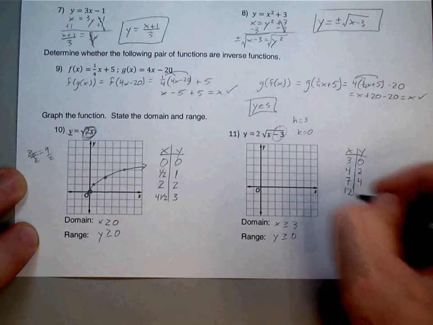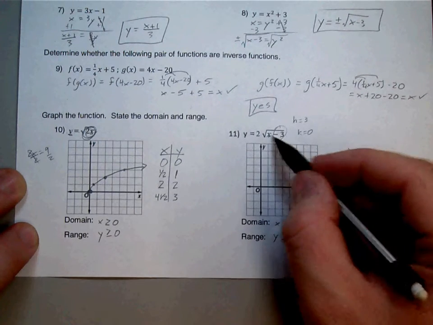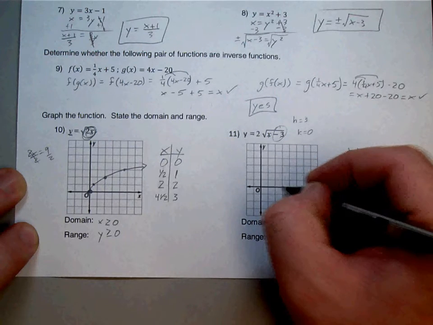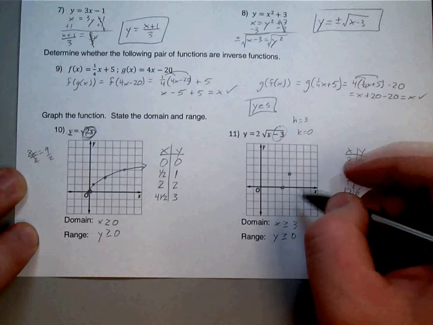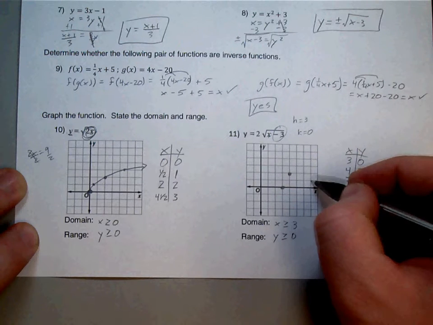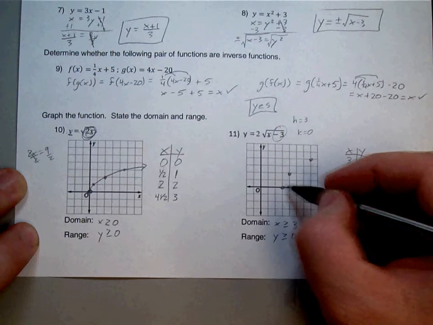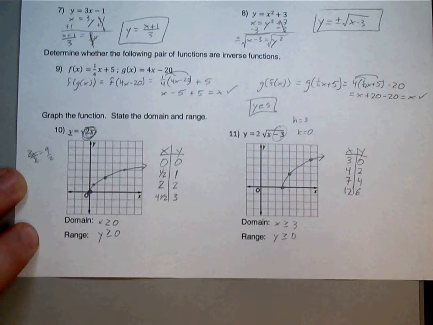Now I think that goes off my graph, so I probably won't even graph it. But square root of 9 is 3, times 2 is 6. Okay, let's see what we can graph. 3, 0, 4, 2, 7, 4, and then we get off the graph. So I'm going to just graph those. There's my picture.